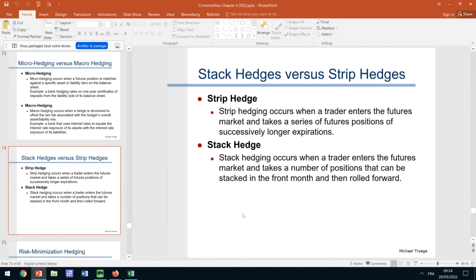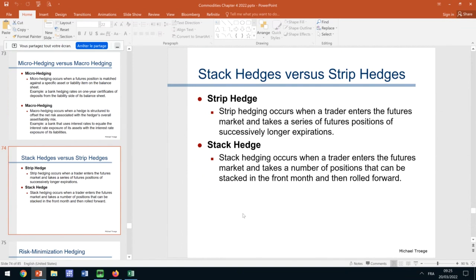Now if you do that, of course, you will have to reduce your position throughout the year. Let's suppose we produce 1200 over the year. So in the first month you will have produced 100, so you will reduce your futures position by 100, and then the remaining futures you will roll them over.